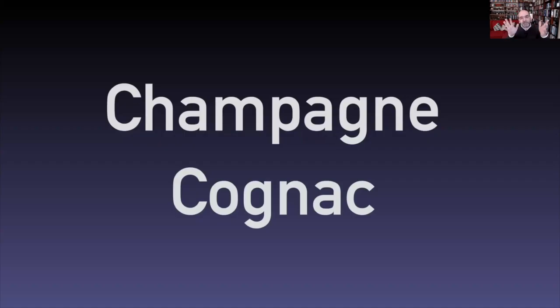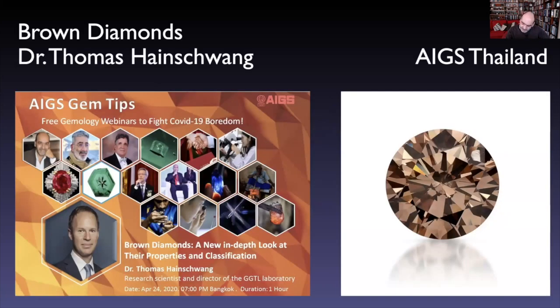Because brown is not the sexiest name, and Eloise talked about this on her webinar, they invented names like champagne and cognac, just because it's more romantic than the word brown. But if you want to learn everything about brown diamonds in exactly 2 hours and 5 minutes, log into the AIGS webinar and go to AIGS Thailand social media, which is mostly Facebook or Instagram. Look for the link and join.